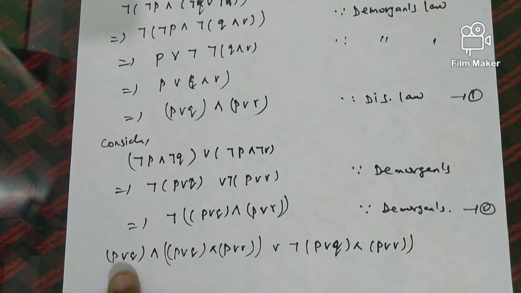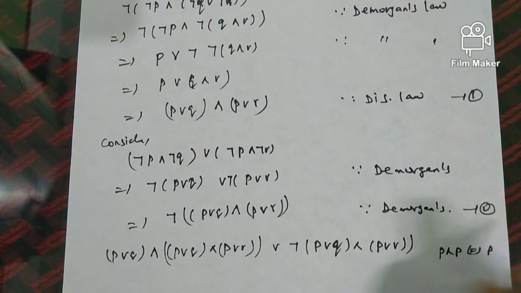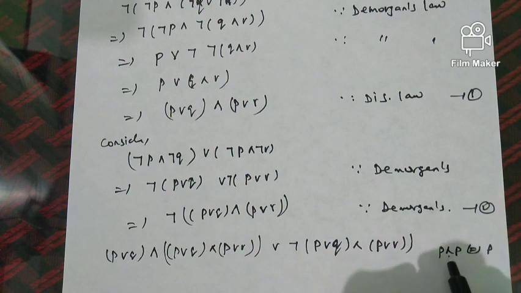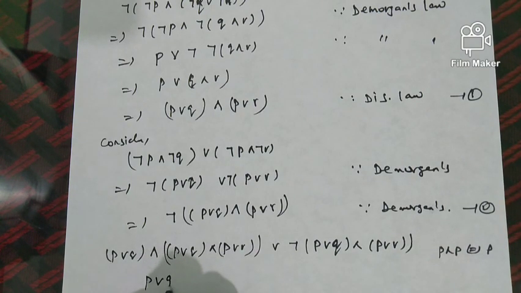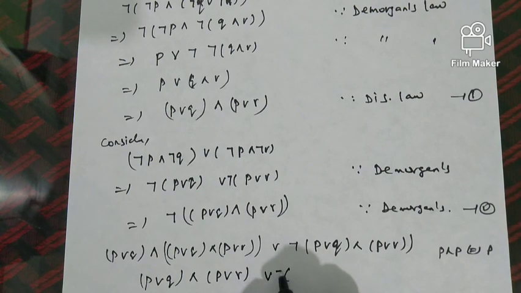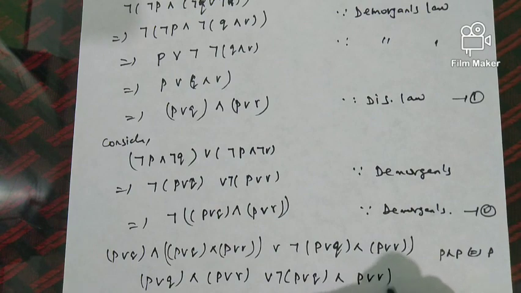In this one, P or Q and P or Q: P and P is equivalent to P. By applying that, instead of this first term we can write P or Q, since it is of the form P and P. So this can be written as P or Q, and P or R. Write the remaining as it is: or negation of P or Q and P or R.